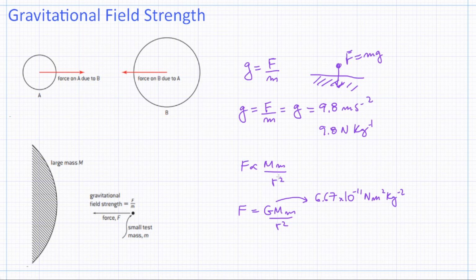So this distance is from the center of your masses. So if you have a very massive planet, you would have to take into account the radius of your planet as well, because the forces are not taking into account the radius of those planets themselves.